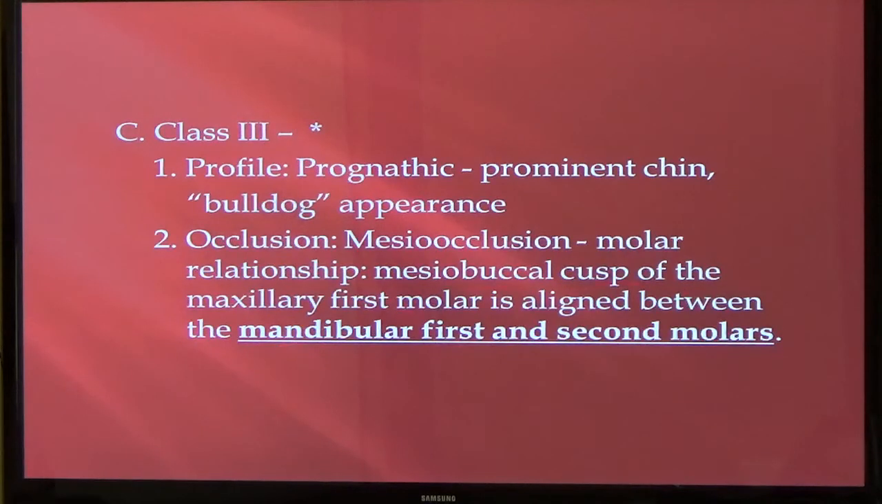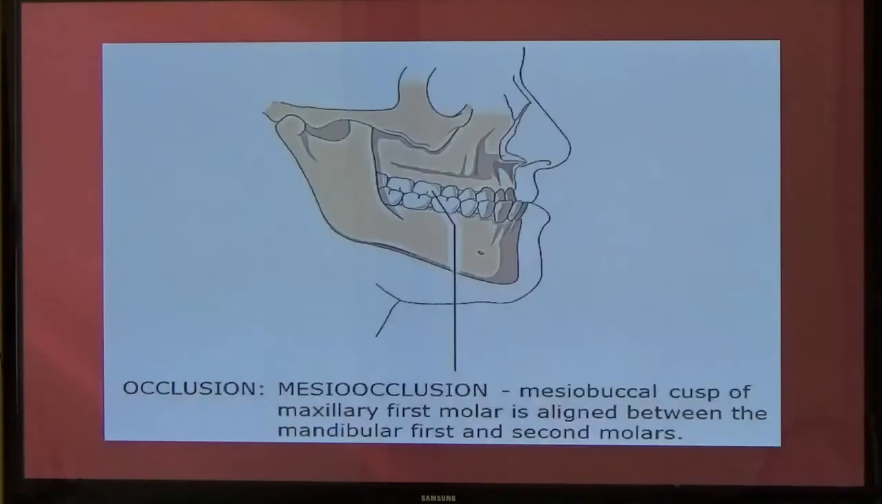For the molar relationship, the mesiobuccal cusp of the maxillary first molar is in line between the mandibular first and second molar. So the mesiobuccal cusp is now behind the lower first molar, not in front. Okay, so here's the maxillary first mesiobuccal cusp. In class 1, it's here, right on the buccal groove. In class 2, we're over here.